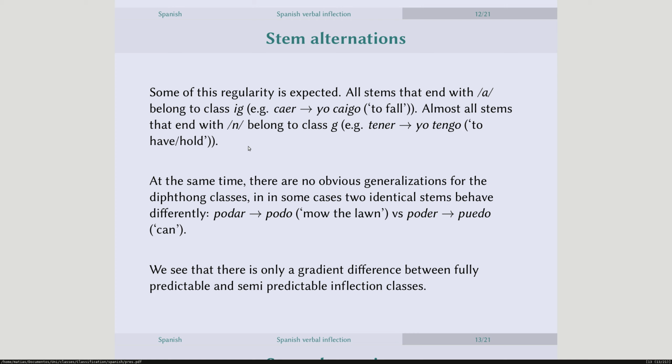On the other hand, for things like the diphthongization, the patterns are less clear, and two identical stems can have either diphthongization or not. Here's an example of two verbs which have the same stem but belong to two different main inflection classes, podar and poder. And as you can see, podar does not have diphthongization, while poder does. So the point in this case is that predictability is not either predictable or unpredictable, but rather gradient. Some of these patterns are fully predictable and others less so. And there is a gradient between the most predictable and the least predictable. But crucially, there is no pattern which is not predictable at all. Some are difficult, but still to some degree predictable.